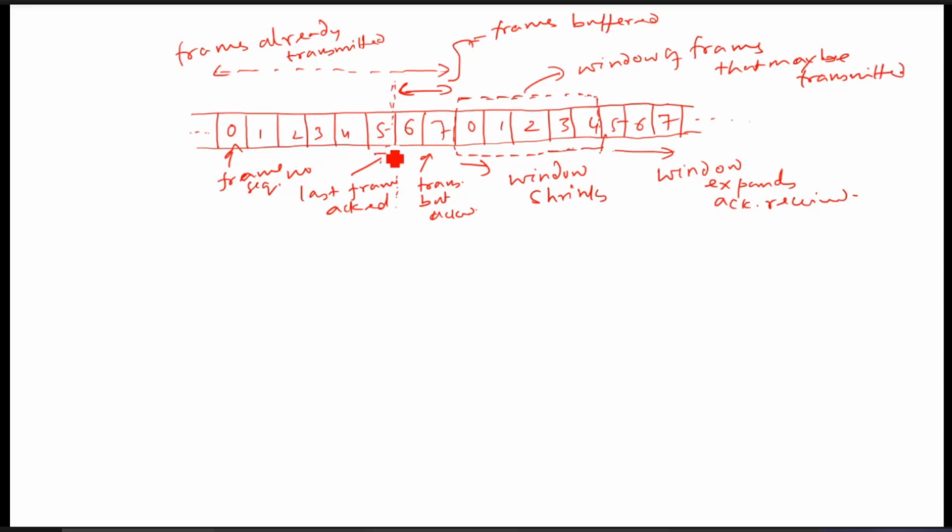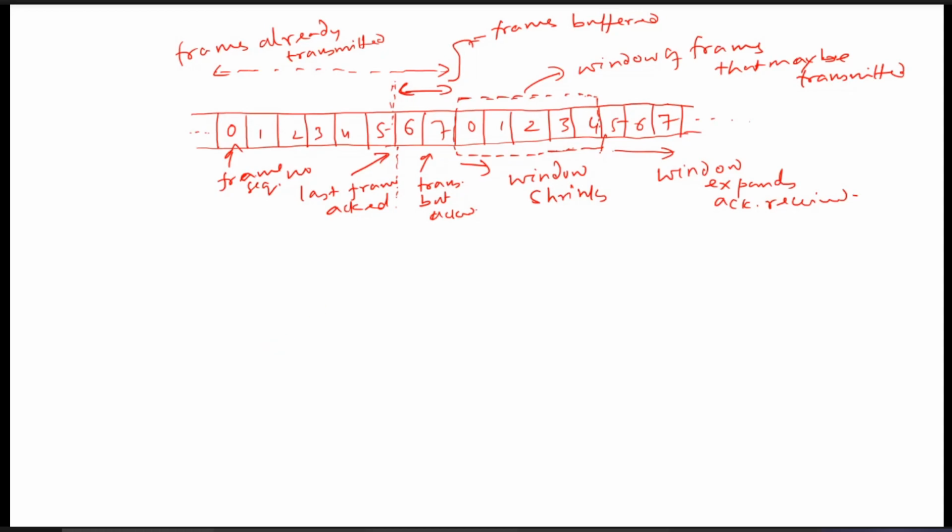After transmission, the last frame acknowledged is 5, but frames 6 and 7 are transmitted and not acknowledged, so they will be buffered and may be retransmitted. Whenever frames are transmitted, the window size will shrink, and when the acknowledgement is received, the window will expand. That's why the protocol is called sliding window flow control, right? And this is the frame size, the frames that are allowed to transmit.